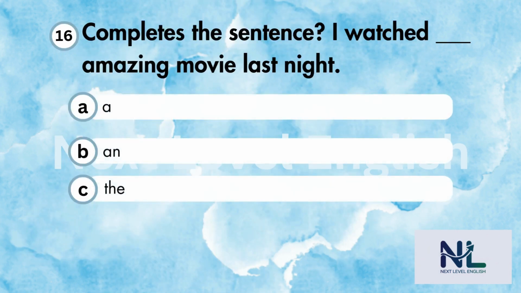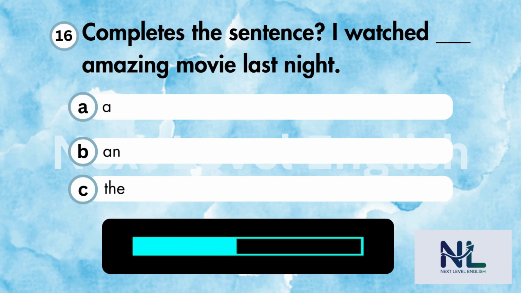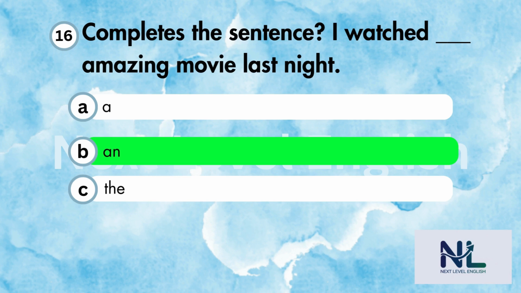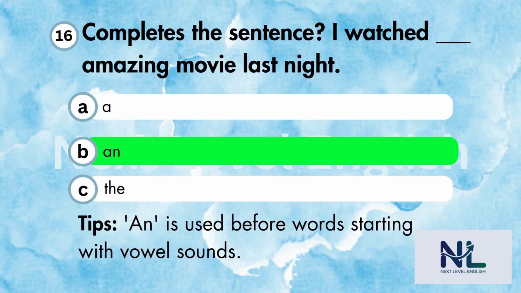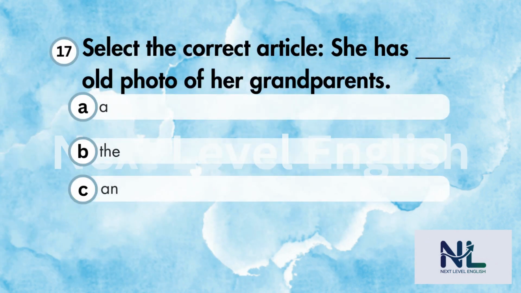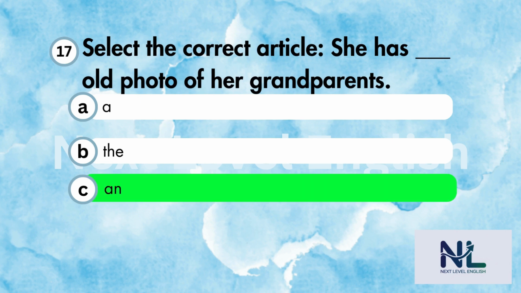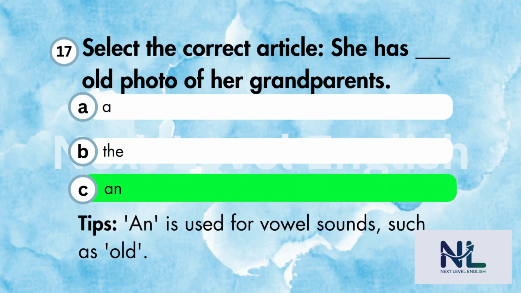16. Complete the sentence: I watched an amazing movie last night. An. Tips: "an" is used before words starting with vowel sounds. 17. Select the correct article: She has an old photo of her grandparents. An. Tips: "an" is used for vowel sounds such as old.